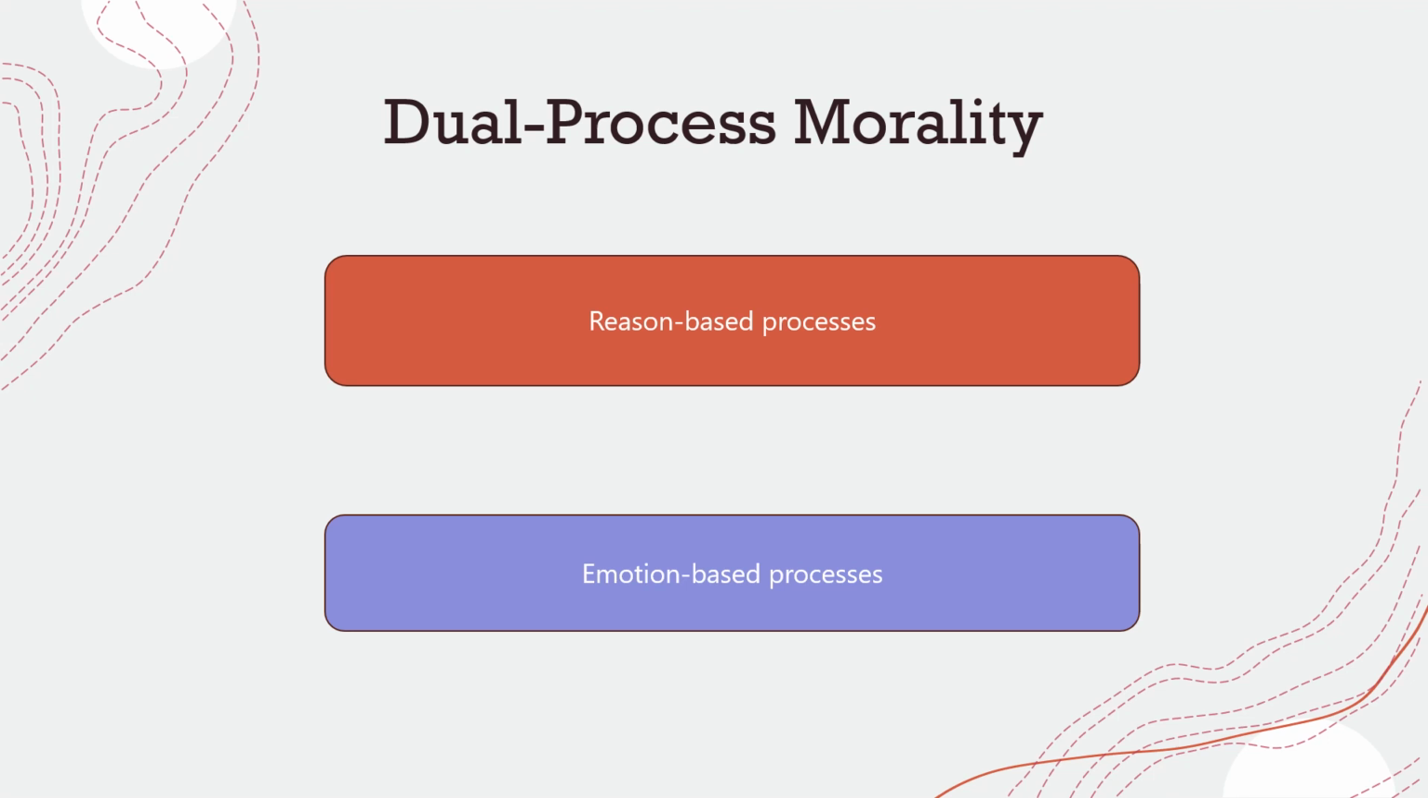Like the processes we looked at before, we've got one process which is fast, automatic, and unconscious, and that's the emotion-based processes. And we've got one which is slow, conscious, deliberate, calculated. That's the reason-based processes. These two kinds of processes are both thought to contribute to our moral judgment in different ways.